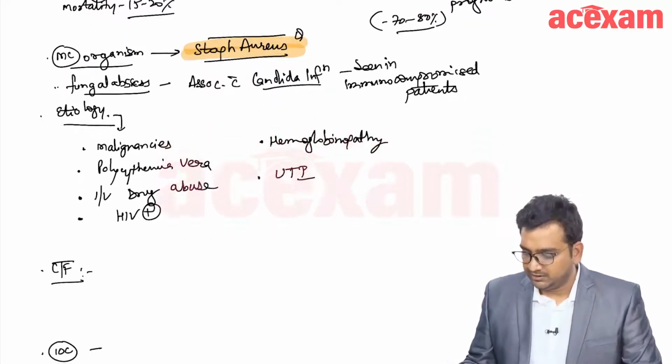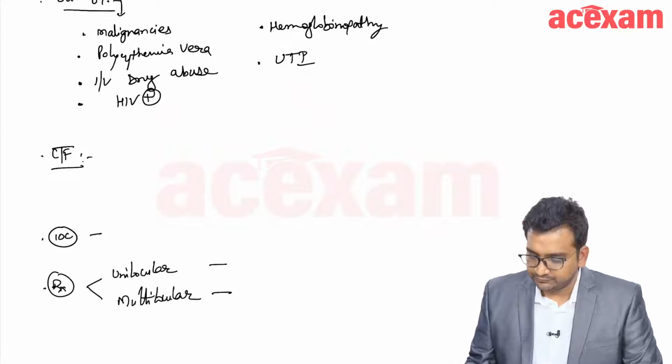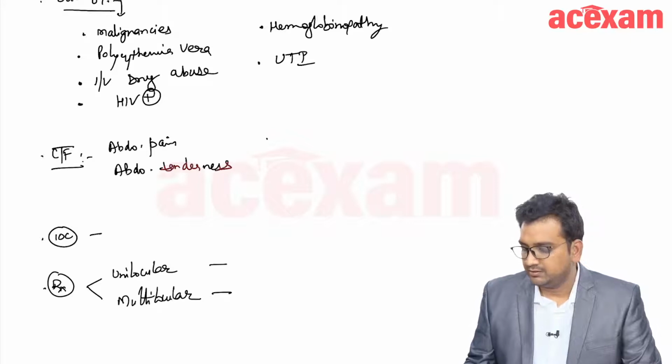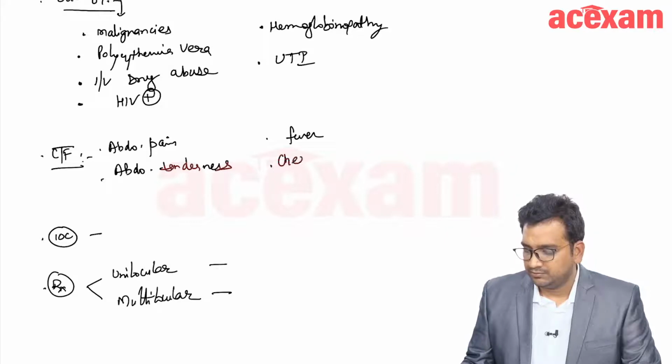Okay, so the clinical features are abdominal pain, abdominal tenderness, then there is fever, pleuritic chest pain, left pleural effusion.